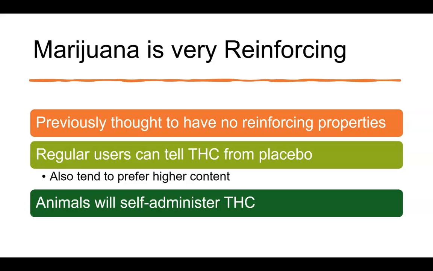Now, one of the things that we do find is that marijuana is incredibly reinforcing, which is really surprising to people. There are people who believe that marijuana is not addictive and that marijuana is not reinforcing in nature. That's not actually true. Regular users can tell the difference based on their subjective experiences. They can tell the difference between THC compared to a placebo. And regular users do tend to prefer higher content. We also know that animals will self-administer THC to a stable point, indicating that the drug is highly reinforcing.